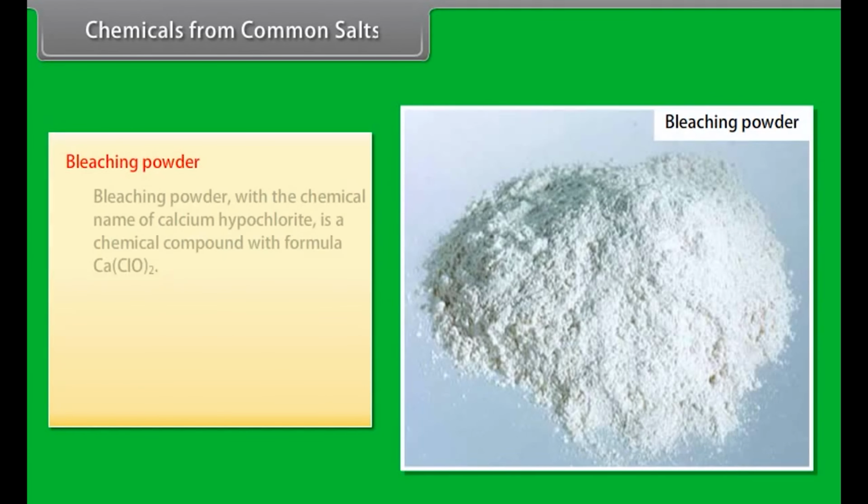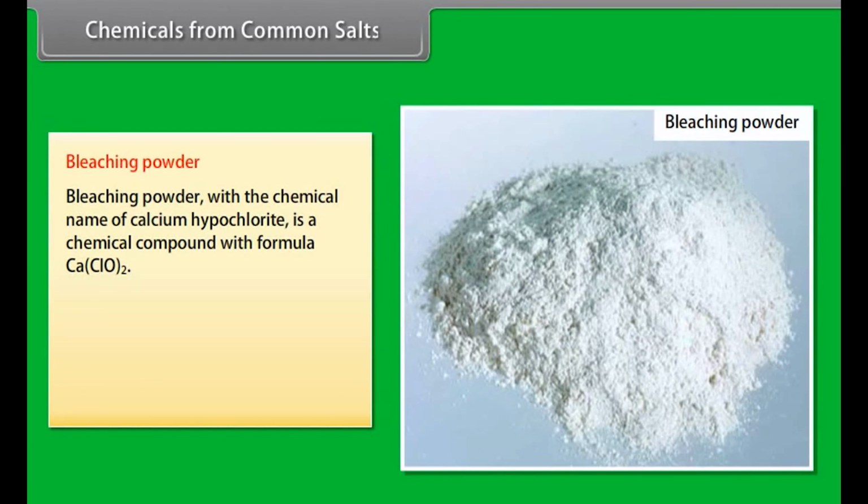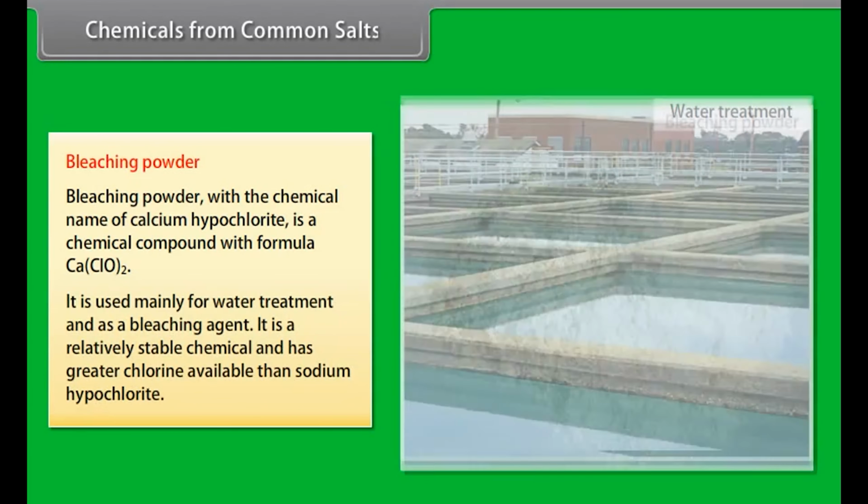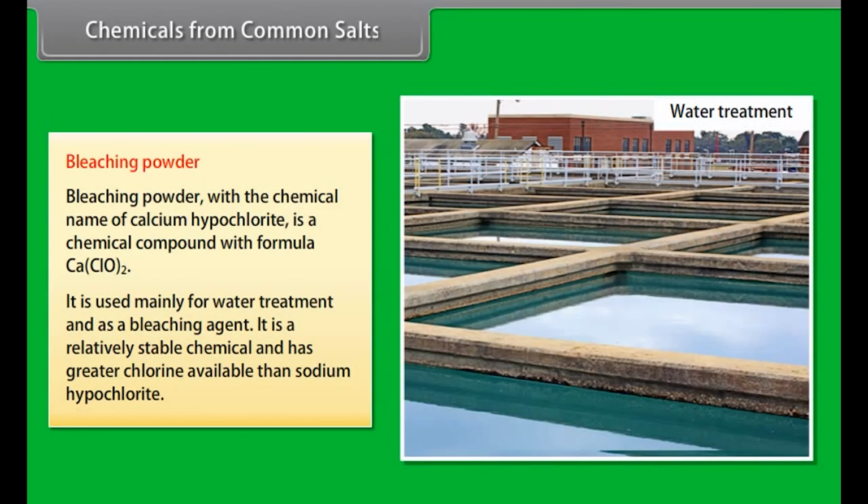Bleaching powder. Bleaching powder, with the chemical name of calcium hypochlorite, is a chemical compound with the formula CaClO2. It is used mainly for water treatment and as a bleaching agent. It is a relatively stable chemical and has greater chlorine available than sodium hypochlorite.